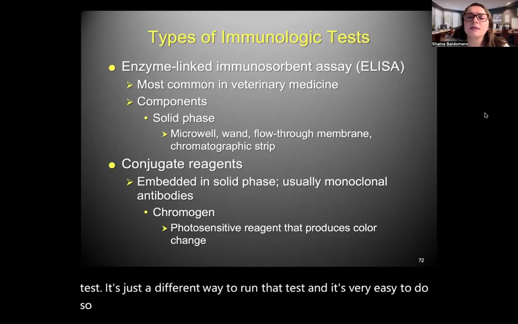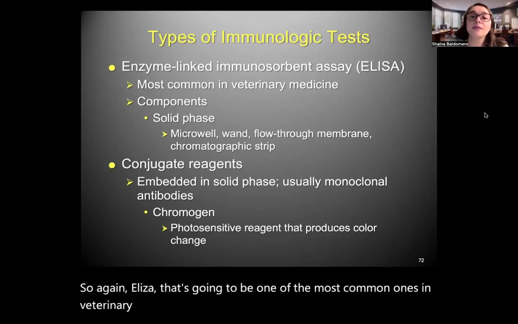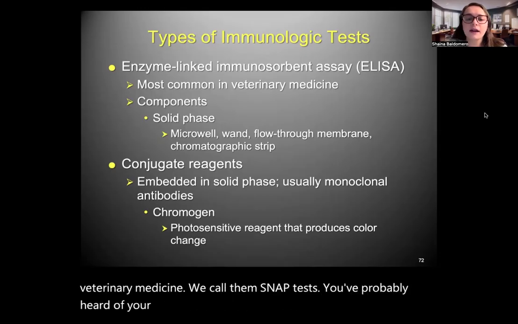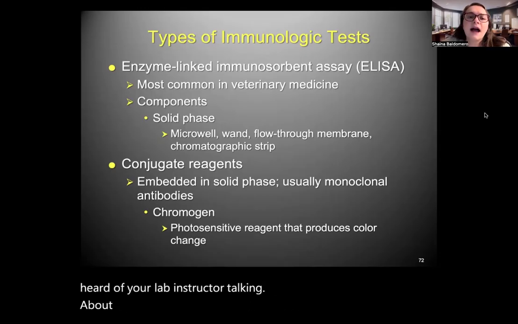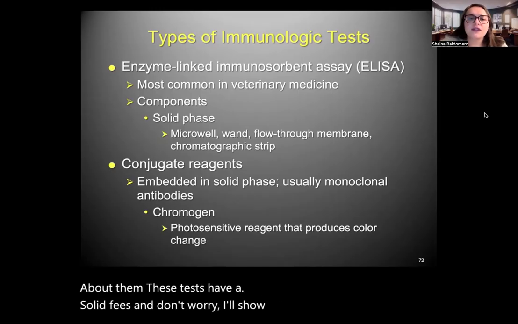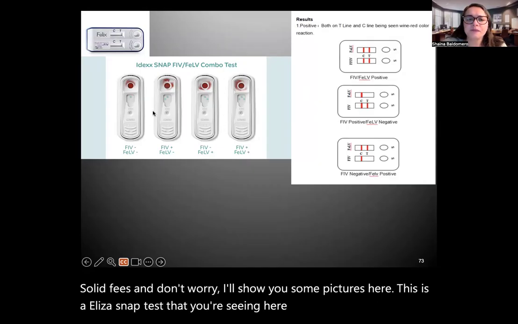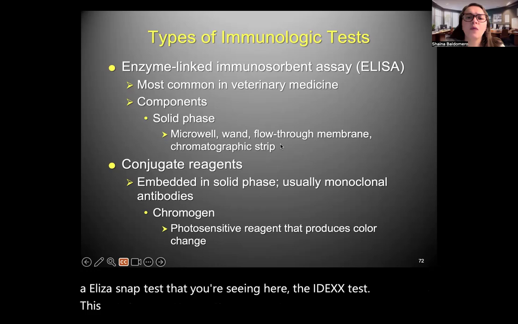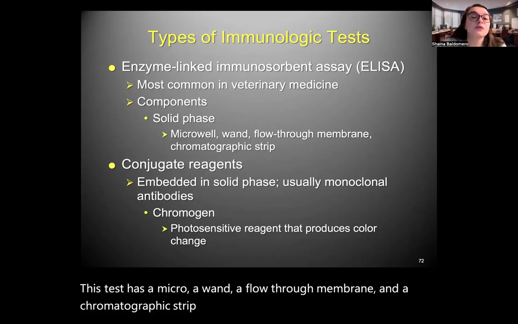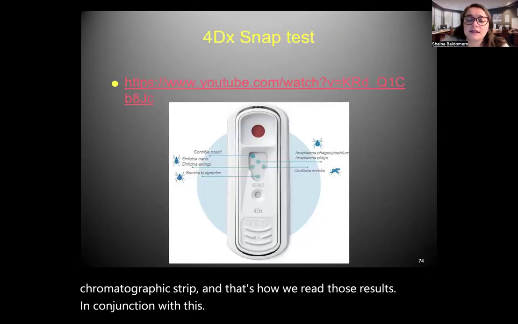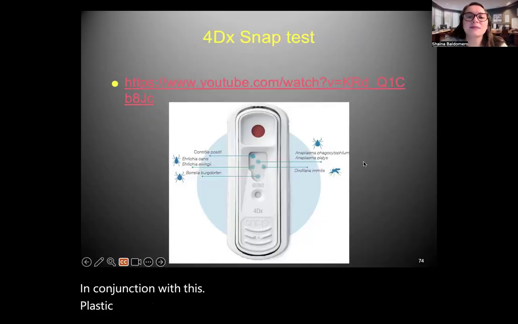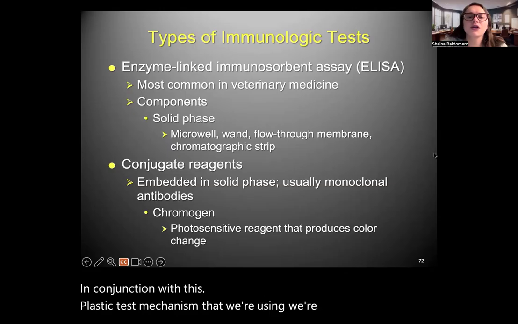So again, ELISA is going to be one of the most common ones in veterinary medicine. We call them SNAP tests. You've probably heard your lab instructor talking about them. These tests have a solid phase, and don't worry, I'll show you some pictures here. This is an ELISA SNAP test that you're seeing here, the IDEXX test. This test has a microwell, a wand, a flow-through membrane, and a chromatographic strip, and that's how we read those results. In conjunction with this plastic test mechanism, we're also going to use a conjugate reagent.